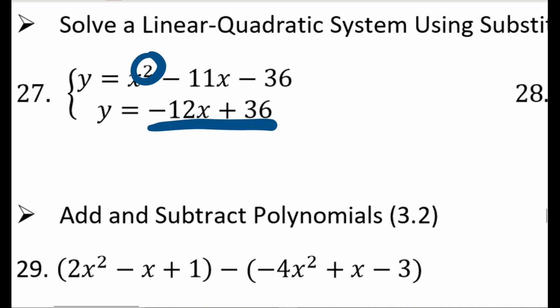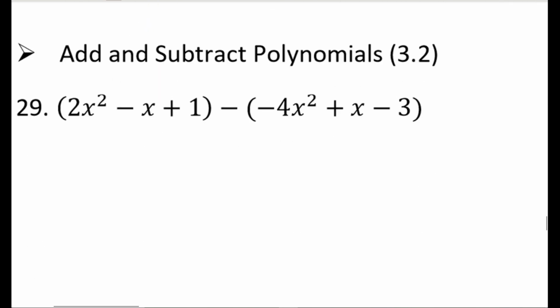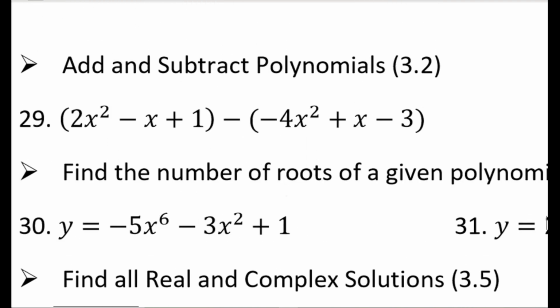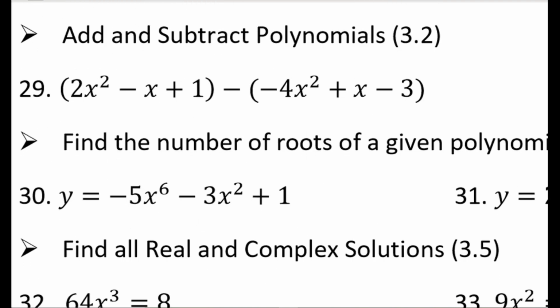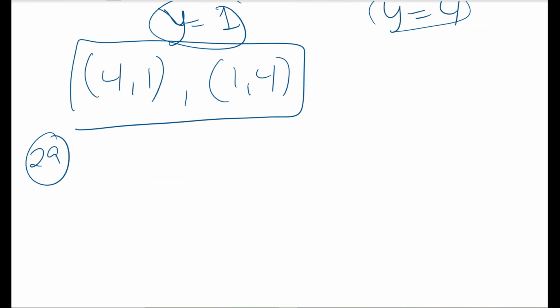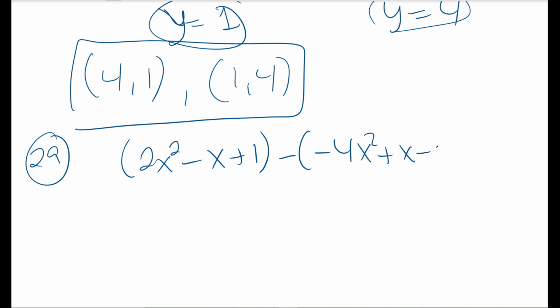All right, let's go to number 29. We're adding or subtracting polynomials. We can actually do that problem right... actually, no, we'll need some space. So let's rewrite that problem. All right, so we have a double.